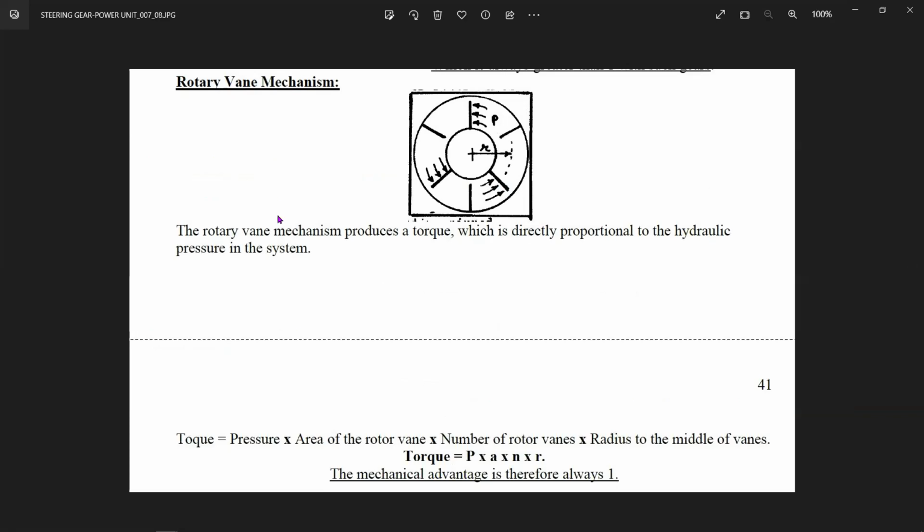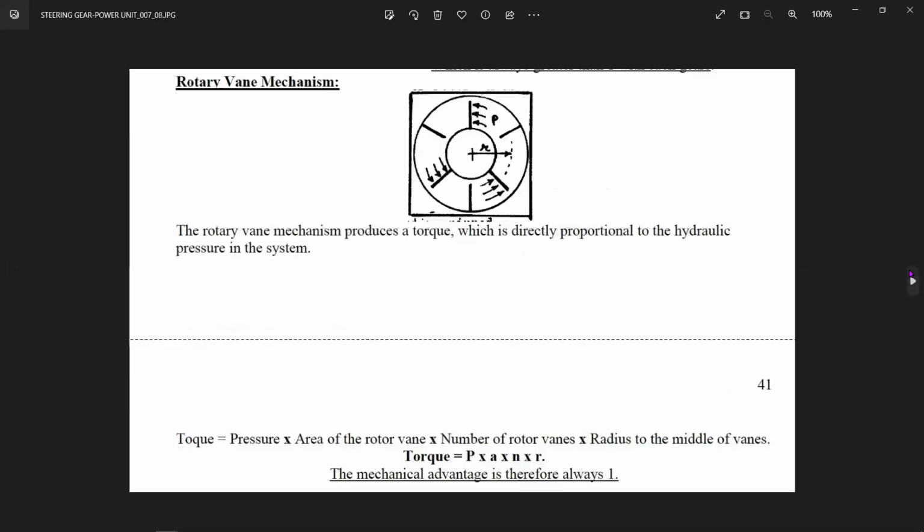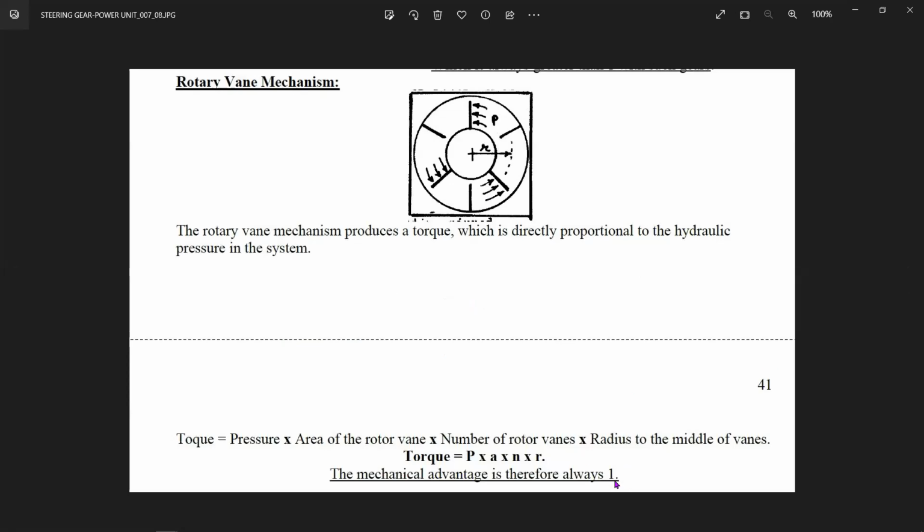Now for the rotary vane mechanism, it produces torque which is directly proportional to the hydraulic pressure in the steering gear. So torque is equal to pressure into area of the rotor vane into number of rotary vanes into radius of the vanes. Here you do not have any variation like you had with the rudder reaction at a different angle. Here there is direct correlation, so it is just PARN. So you will divide it in the same format: like you had PARN by 1 by cos square theta, which is the mechanical advantage, here the mechanical advantage is 1.